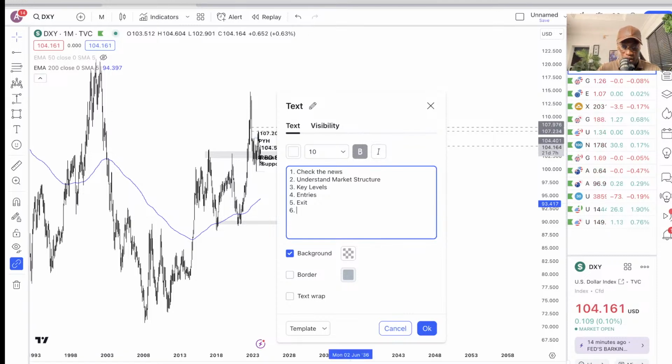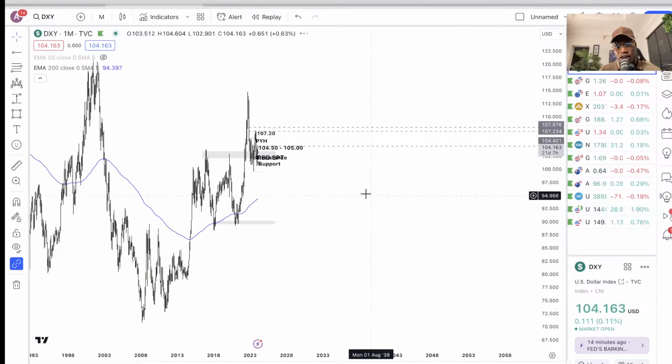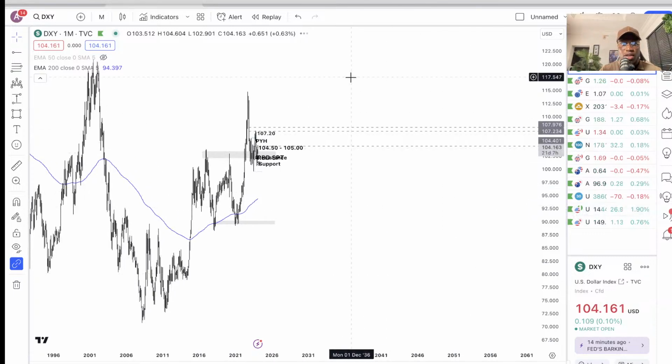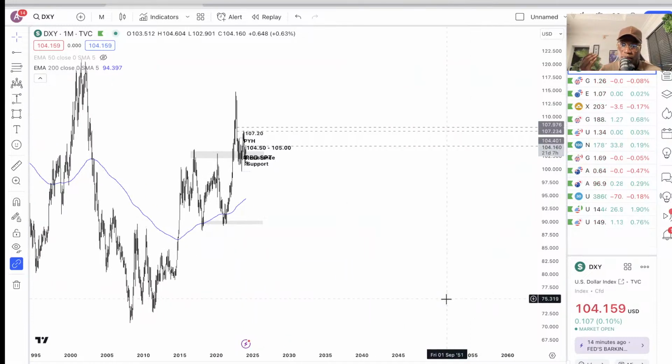Sixth step, and the final step, would be to apply risk management, and this is where the risk to reward comes in, the lot size comes in.